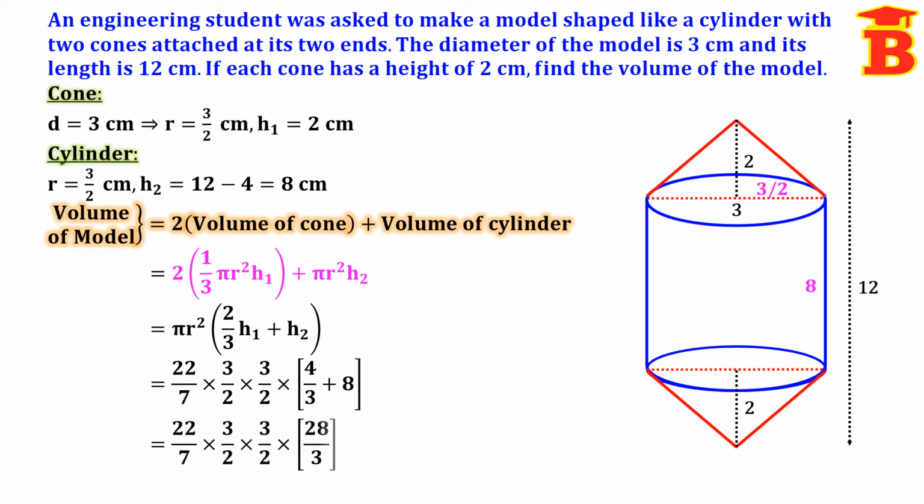Now this is equal to 22 by 7 into 3 by 2 into 3 by 2 into adding this bracket. 3 8s are 24 plus 4, that is 28 by 3. Now we can cancel 7 and 28 4 times. Next we can cancel this 2 into 2, 4. So this 4 and 4 we can cancel. Next we can cancel 3. So multiplying this we get the answer 66 centimeter cube.